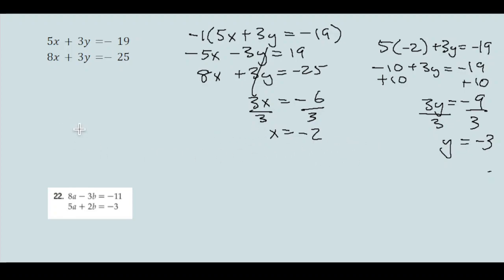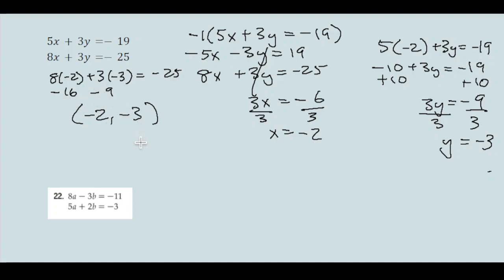So my solution is the point negative 2, negative 3. Just to make sure I'm not completely wacky here, I'm going to take this solution and put it back into the other equation. So you get 8 times negative 2 plus 3 times negative 3. If I did this right, that should equal negative 25. Well, negative 16 and negative 9 do add up to negative 25. So yes, it works, and it works fantastically.